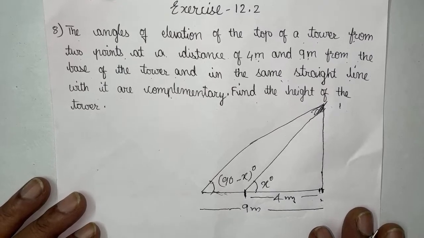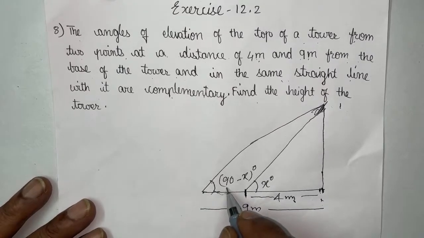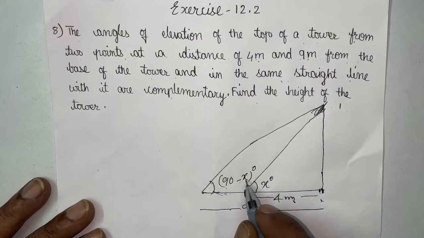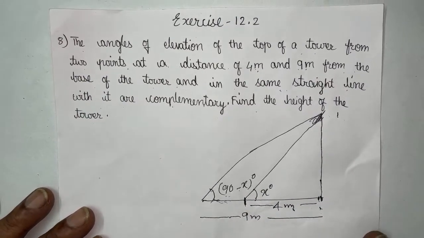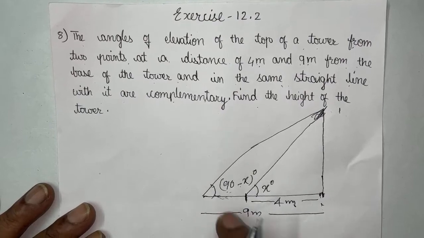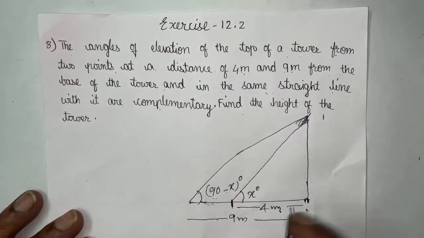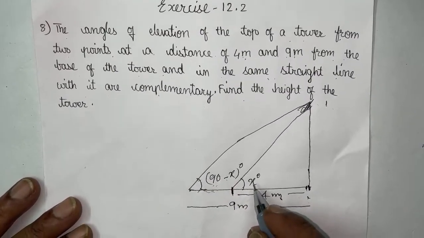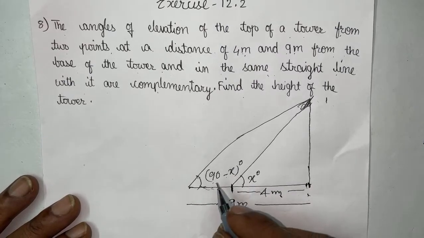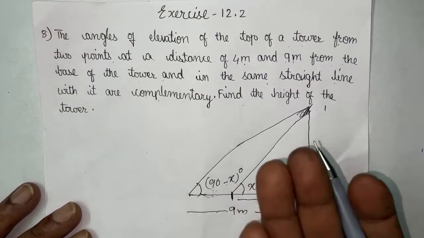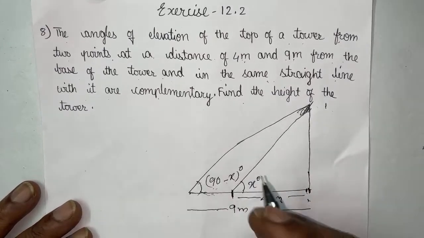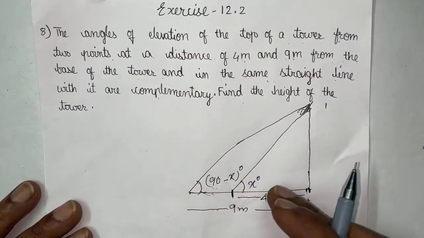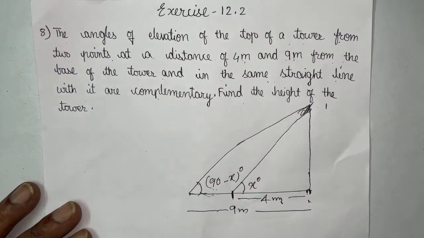So now the second angle is 90 minus x. Why am I taking 90 minus x? Because in a complementary pair, the first angle is x and the second angle is 90 minus x. Whatever the angle may be, 90 minus 40 gives 50 as the second angle, or 90 minus 30 gives 60 as the other angle.